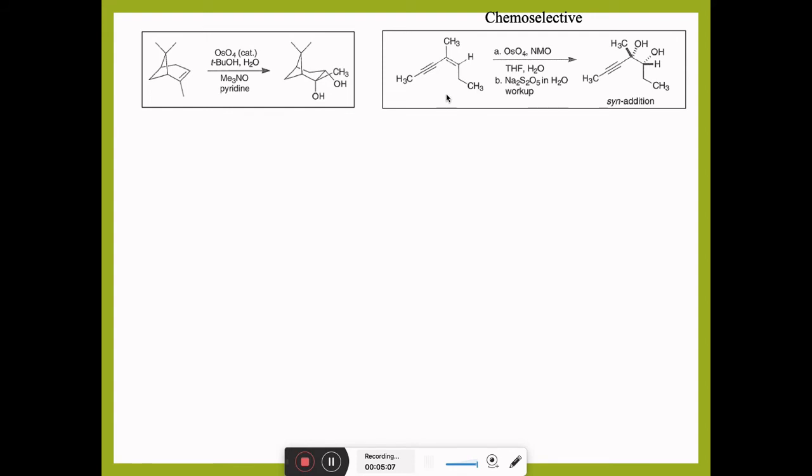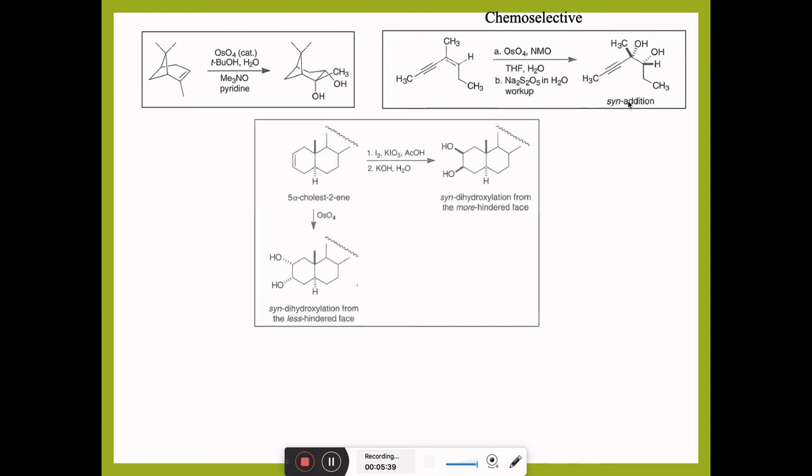And then the chemoselectivity, basically, chemoselectivity means which group will react. So there are two unsaturations, one is the triple bond and the other one is in the form of a double bond. So when we use the oxidant OsO4 and co-oxidant NMO, the double bond has more reactivity towards oxidation and it will give you a diol, which is syn addition.